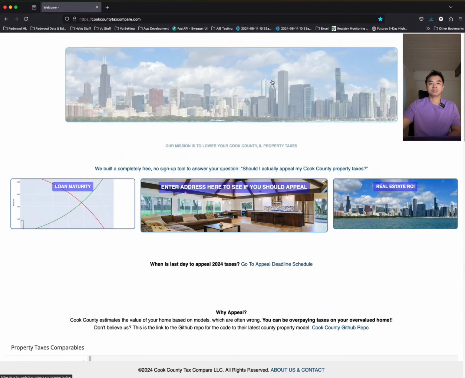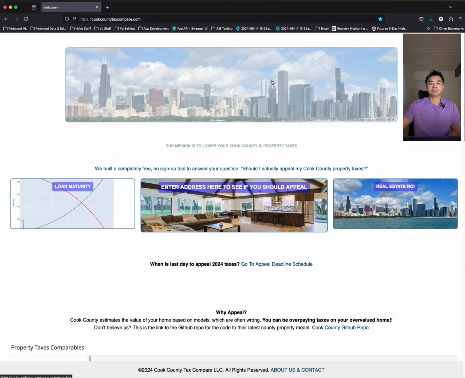We'll click calculate comps. So basically what this does is calculate all the comparable properties within this 1 mile radius of this address, using Cook County's taxable numbers and seeing how this property compares to the comps and whether you should appeal or not. So in this case, for this address right here, it suggests we should appeal.